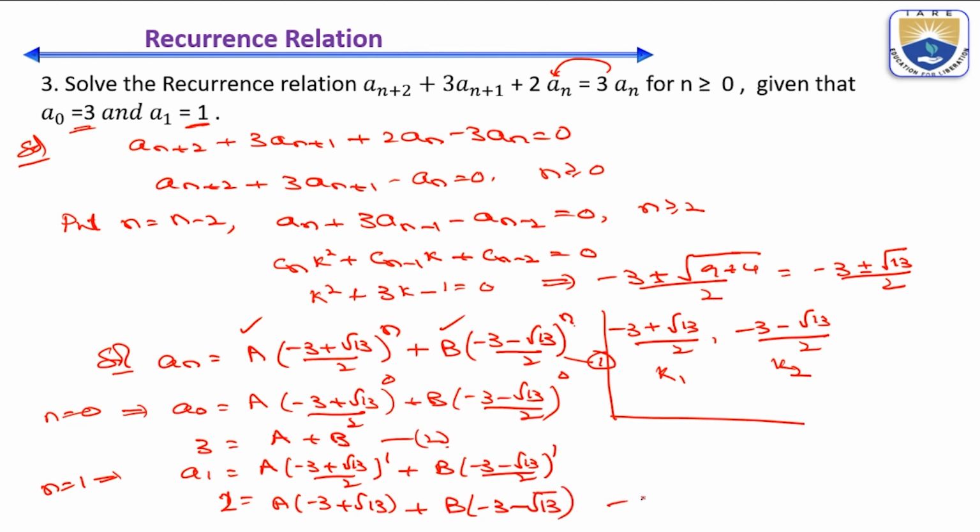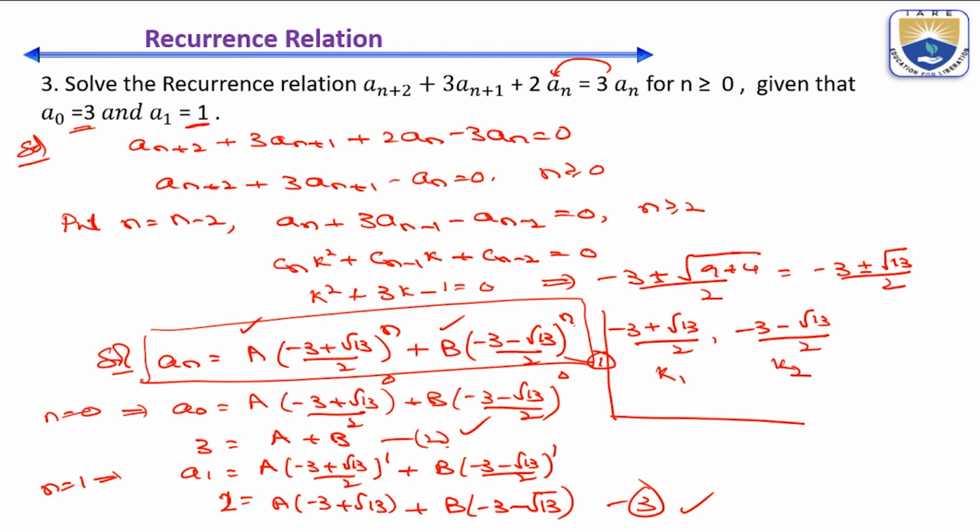So now this is equation 3. If I solve equation 2 and equation 3 together, we will come to know the values of a and b. After getting the a and b values, we substitute them in this expression like in the previous problems. Then we get the final solution.